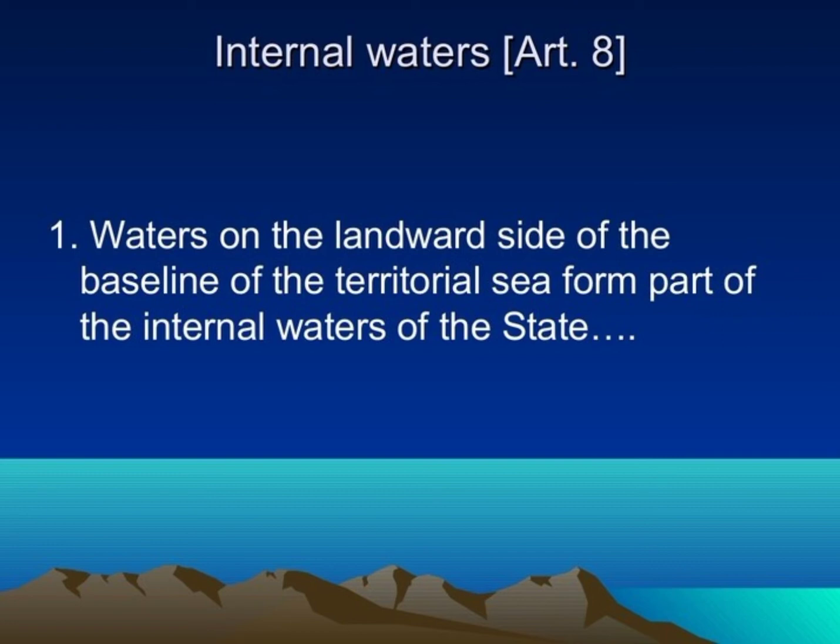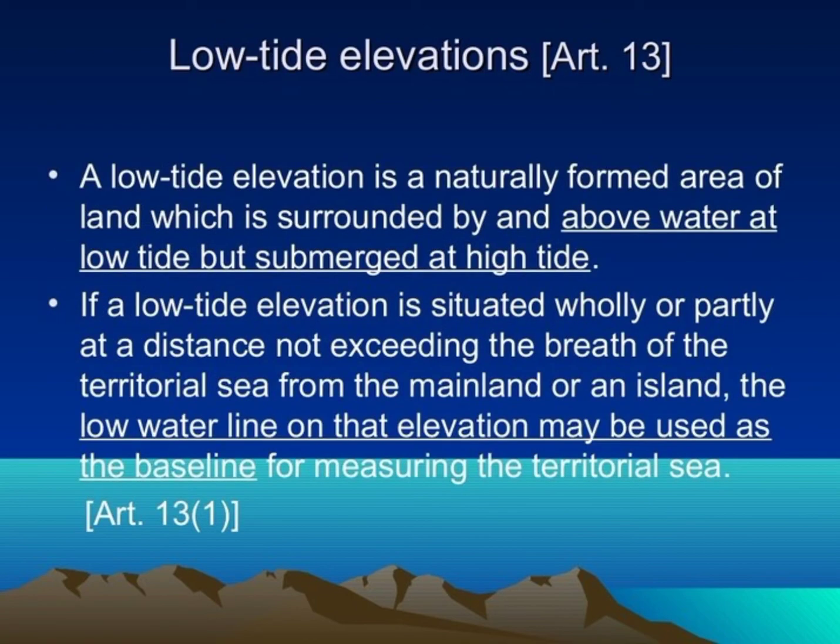Internal waters: waters on the landward side of the baseline of the territorial sea form part of the internal waters of the state. Low tide elevations. A low tide elevation is a naturally formed area of land which is surrounded by and above water at low tide but submerged at high tide. If a low tide elevation is situated wholly or partly at a distance not exceeding the breadth of the territorial sea from the mainland or an island, the low water line on that elevation may be used as the baseline for measuring the territorial sea.